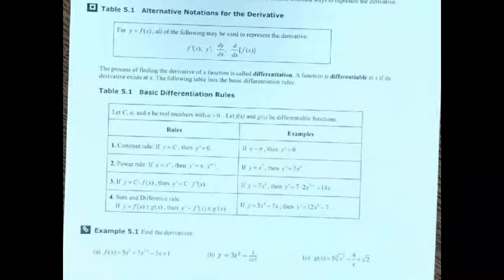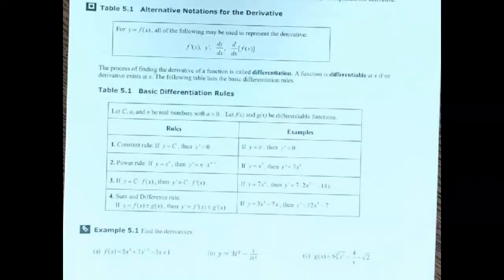Let's go for them. Remember, your derivative, it's the slope of the graph at any specific point, right? The derivative tells me the instantaneous rate of change, the slope at a single point. Let's look at these rules. If y equals c, then y prime, the derivative, equals 0. So that is telling you the derivative of any constant is 0. And that should make sense.